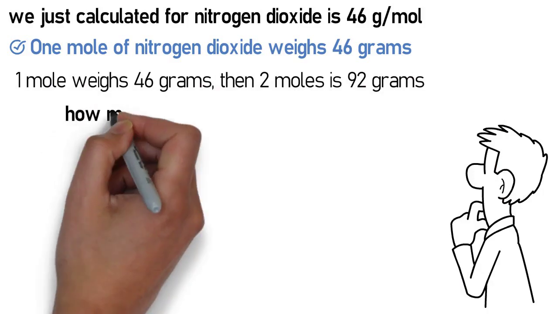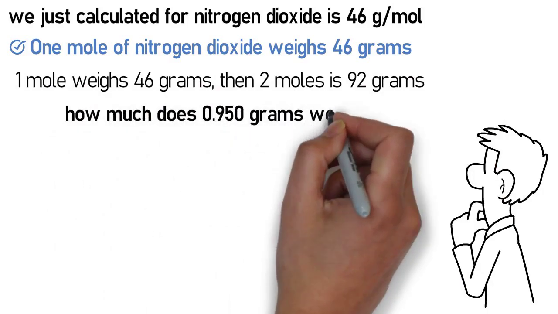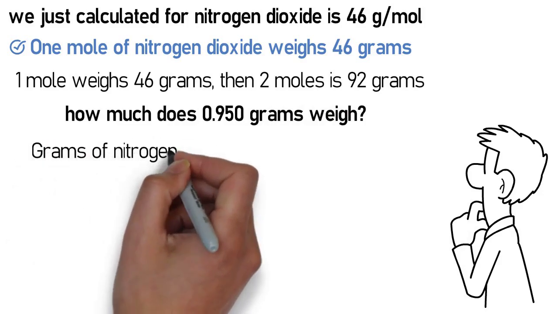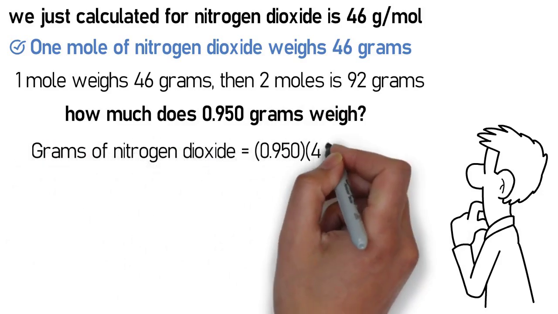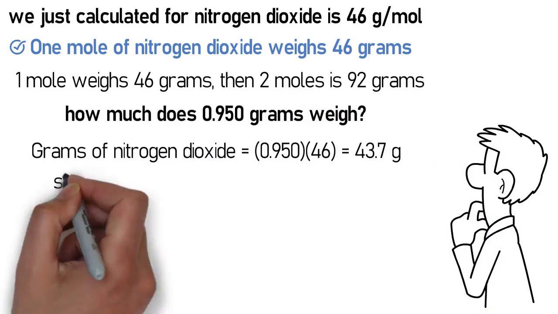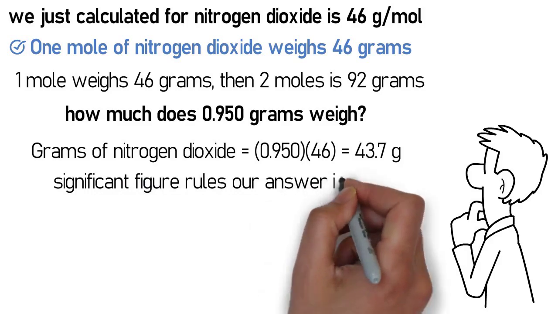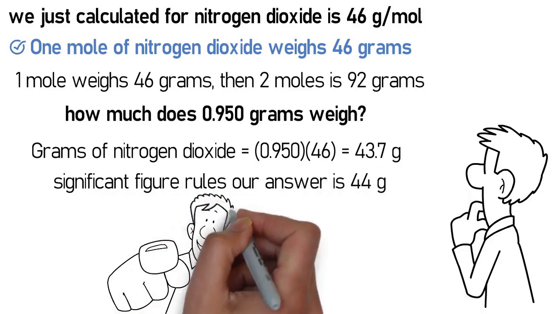We want to know how much 0.950 moles weighs. To find this, multiply the 46 by 0.950. This gives us 43.7 grams. Our answer is not rounded, so, using significant figure rules, our answer is 44 grams. Now let's solve this using the conversion method.